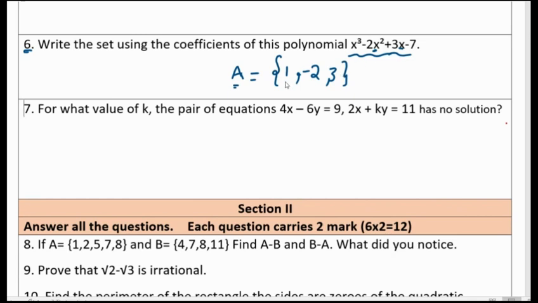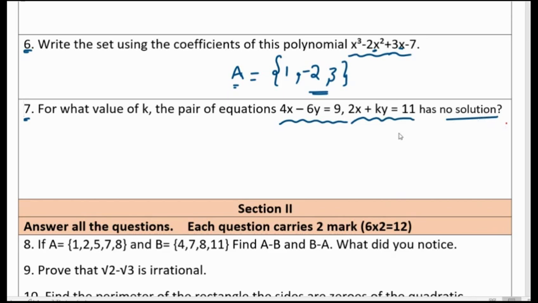So the quotient of this polynomial is the set 1, minus 2 and 3. Seventh question: for what values of k does the pair of equations 4x minus 6y equals 9 and 2x plus ky equals 11 have no solution?